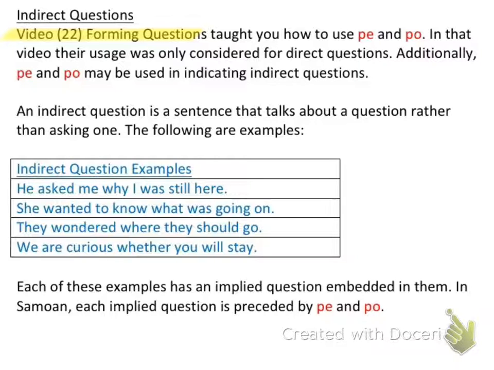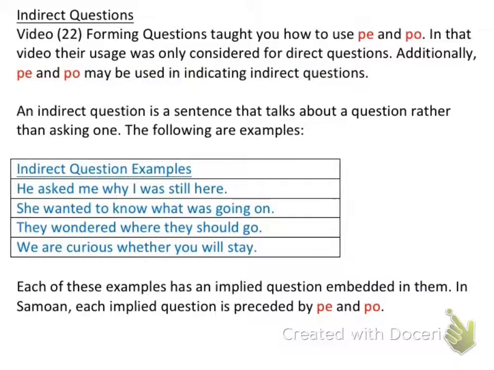But in this particular video, we're not going to be talking about direct questions like that video did. We're going to be talking about indirect questions. And so we're still going to be using pay and po, and pay and po may also be used in indicating indirect questions. So what exactly are indirect questions? We need to be able to know what that is before we can use pay and po in another way.